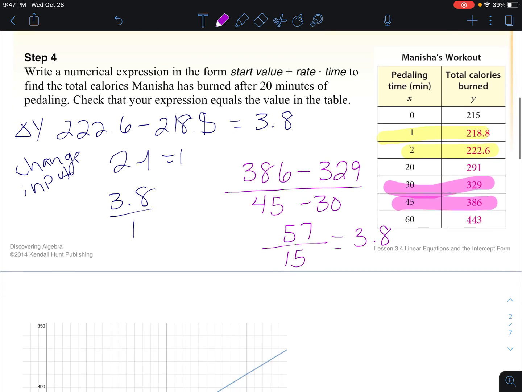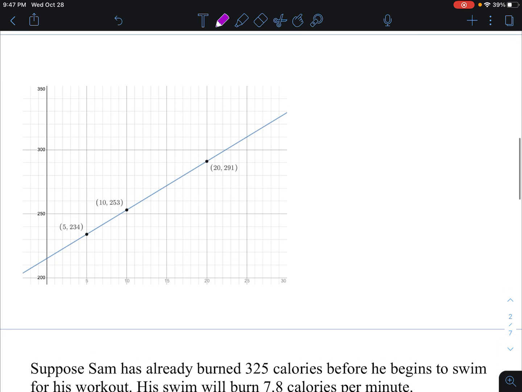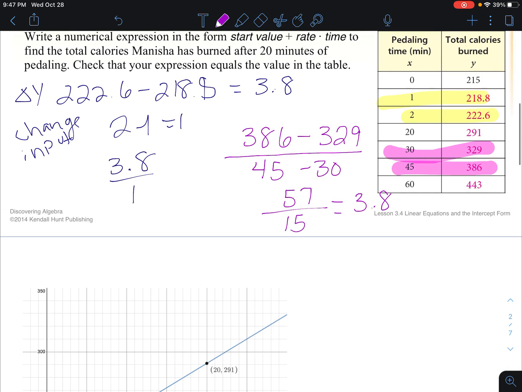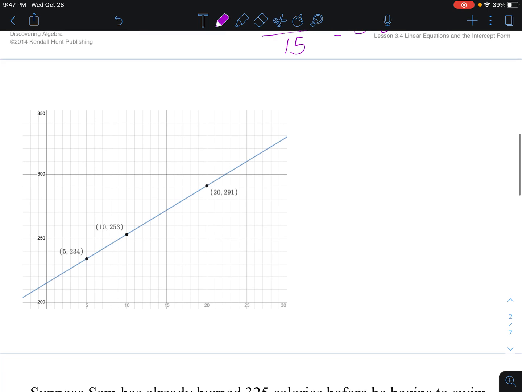So that's one look at it. When we look at it on a graph, this is a graph of the same situation as before. You can see the 20 and then 291, which was in this table as well. So I just graphed it and put some points on there. And I want to show that we can do the same thing here. I could pick any of these points. So here I'll take my 20 minutes, 291 calories, and 10 minutes, 253 calories.